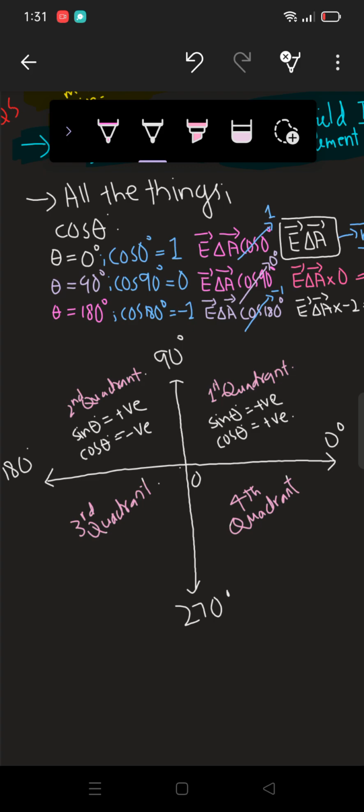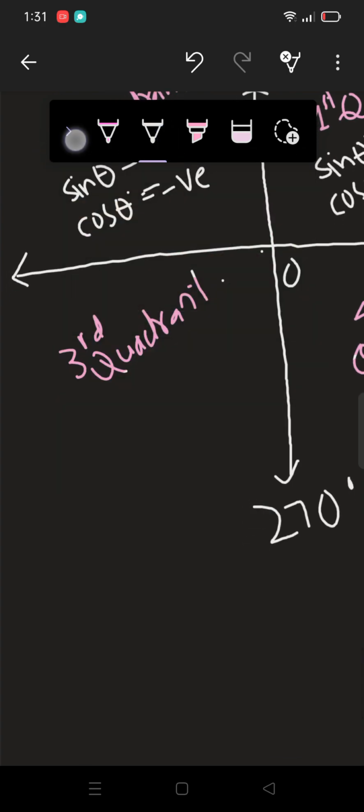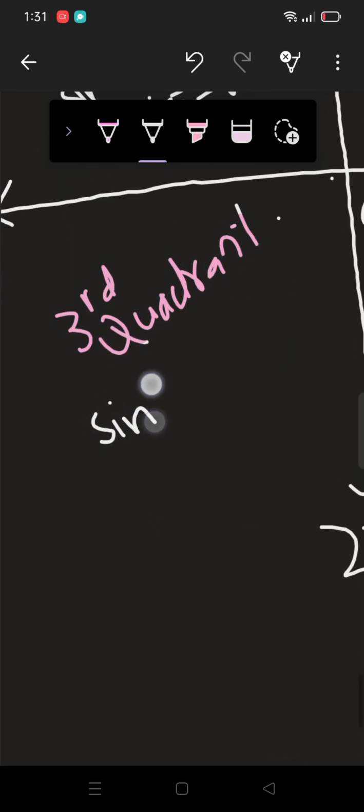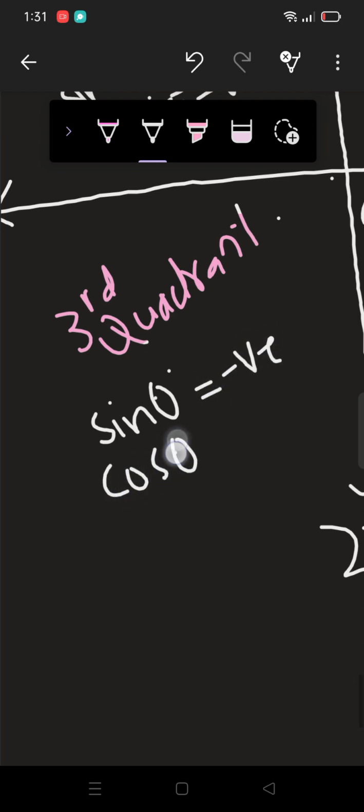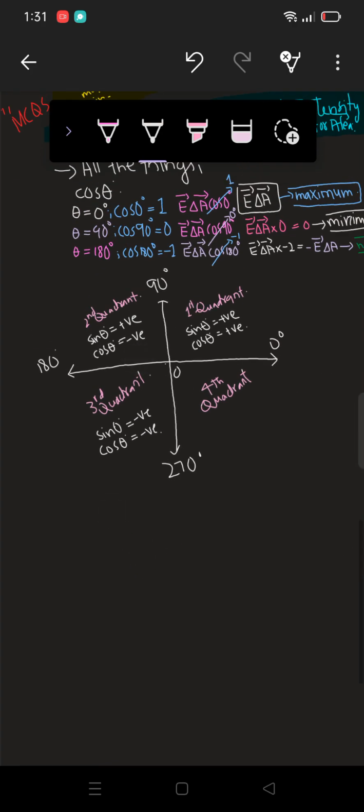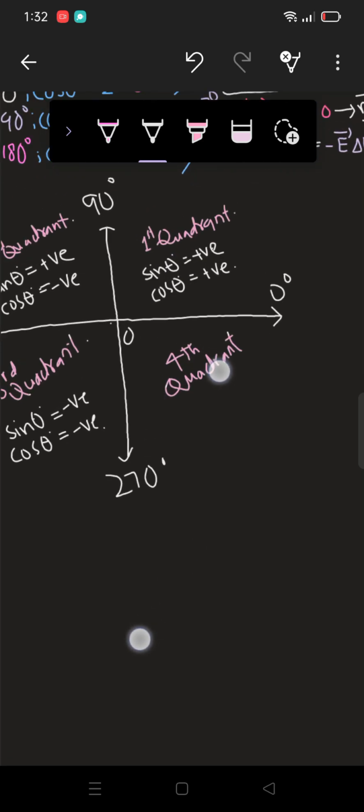So both are positive in the first quadrant, sine is positive in the second quadrant, and the cos is negative in the second quadrant. In the third quadrant, both are negative. Sine theta is negative and the cos theta is negative as well in the third quadrant. If I ask you what is the quadrant in which cos theta and the sine theta both are negative, that is the third quadrant, and both are positive in the first quadrant. Sine is positive, however cos is negative in the second quadrant.